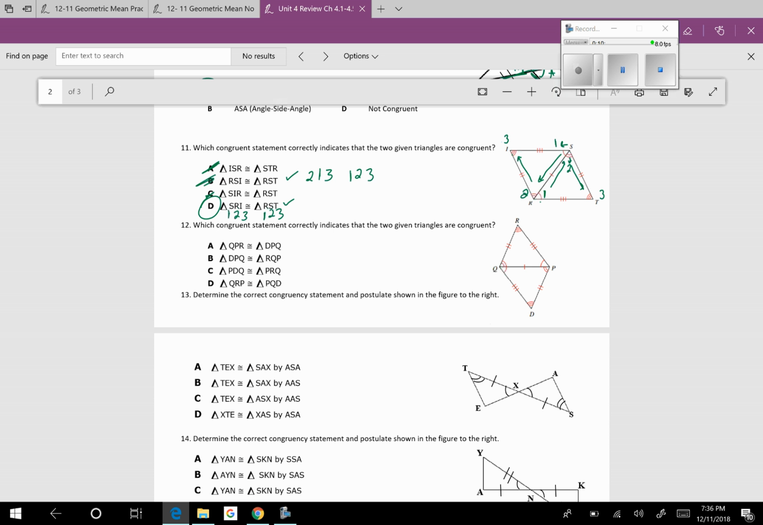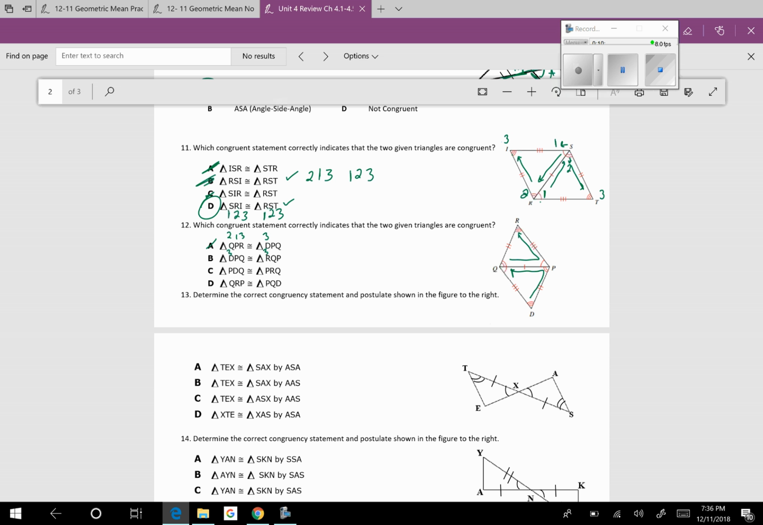Q, P, R. So we'll go Q, P, R. So they went 2, 1, 3. So that's 2, 1, 3. And then D, P, Q. Okay, look at that. D, P, Q starts at 3. So is 2 and 3 even the same? No. All right. Check this one out. Let's compare D and R. So D starts with 3 and R is with 3. Okay, that's good. Now let's look at P.